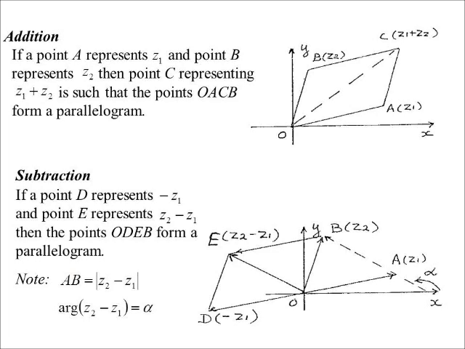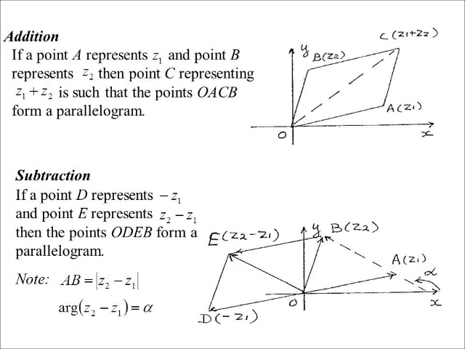Now, the length of AB becomes the modulus of Z2 minus Z1, because it's the length of the vector where we've gone Z2 minus Z1. The argument of Z2 minus Z1 I've called alpha.